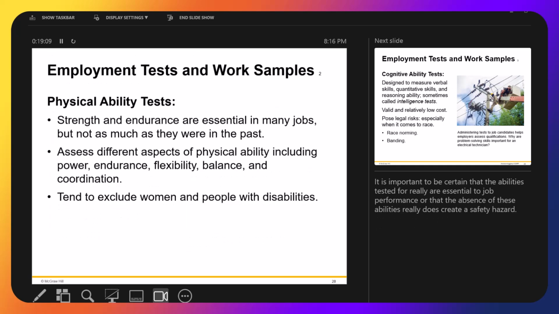Physical ability tests. This is what you'll find a lot of times for certain jobs. Definitely military, law enforcement, things along those lines. Firefighters, because you have to perform certain physical duties and tasks. Even people who work on electric power lines and things along those lines.